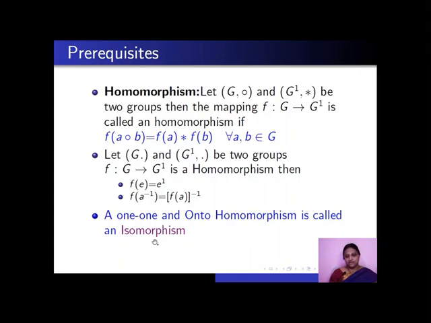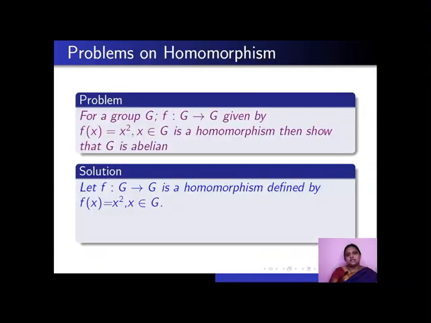And 1-1. So let us see what is 1-1. F is 1-1 if F of A is equal to F of B, that is, the image of A and the image of B are equal, then A equals B. Then we say that F is a 1-1 function. So with these basics, let us solve the problems.